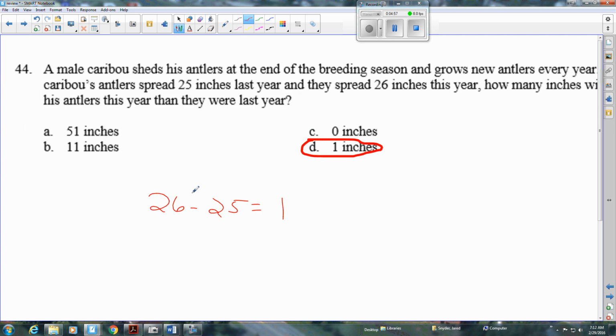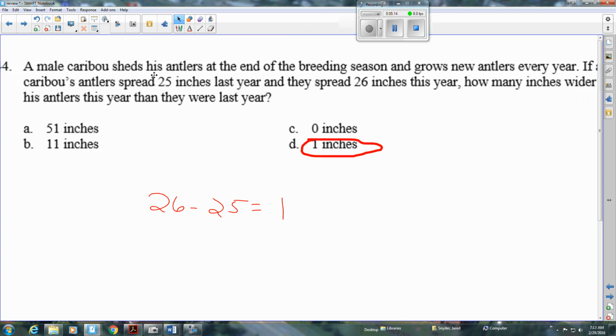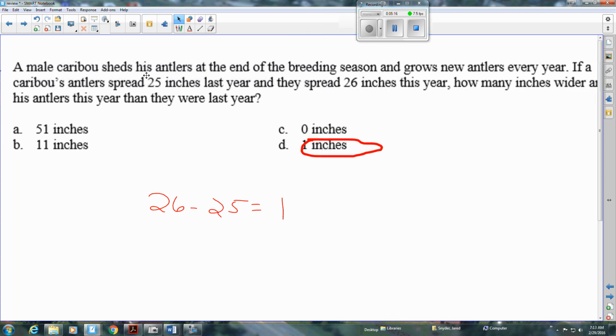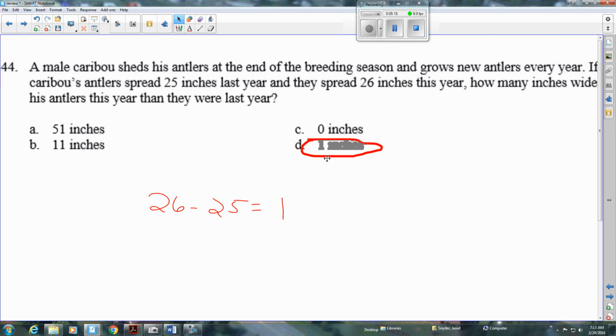A male caribou sheds his antlers at the end of the breeding season and grows new antlers every year. The antlers spread 25 inches last year and spread 26 inches this year. How many inches wider are his antlers this year than last year? Well, 26 minus 25 is going to be 1.